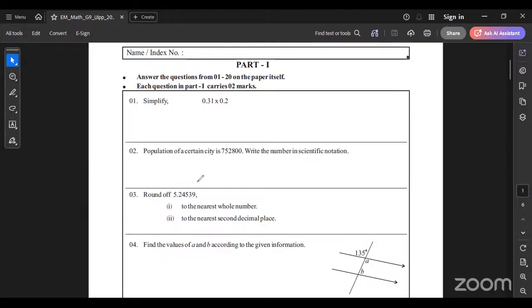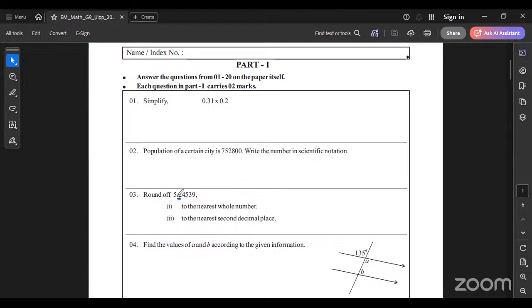Okay. So round off 5.24539 to the nearest whole number. When you round off to the nearest whole number, the answer should be a whole number, with no decimal there. Then you have to consider the first decimal place. What is the first decimal? It is 2. Whether it is more than 5 or just 5, you can add 1 to the whole number.